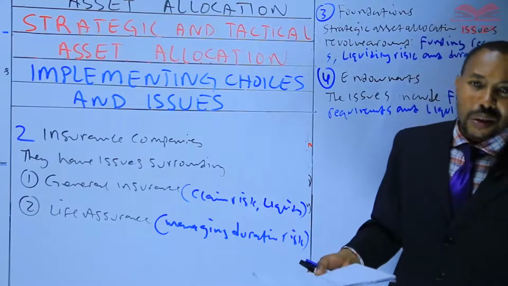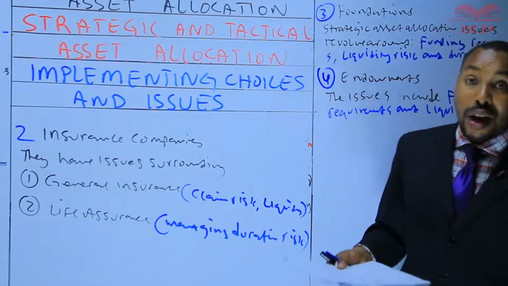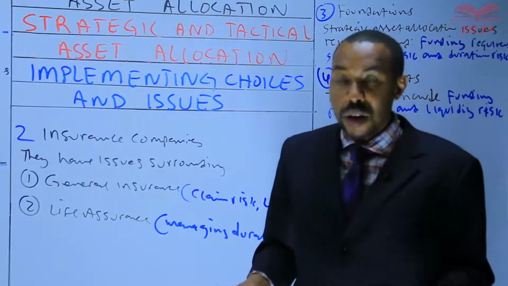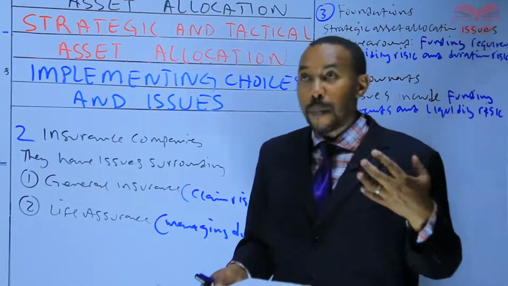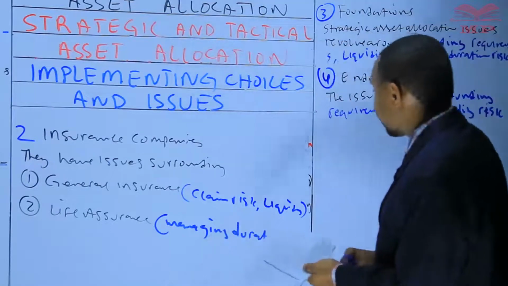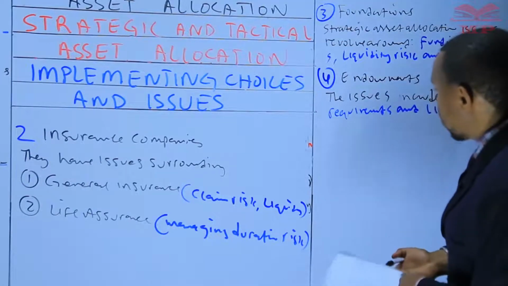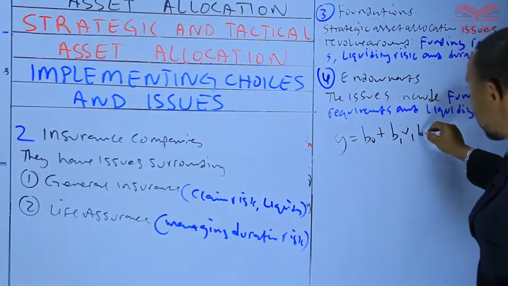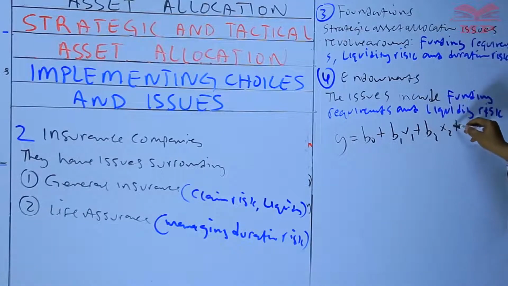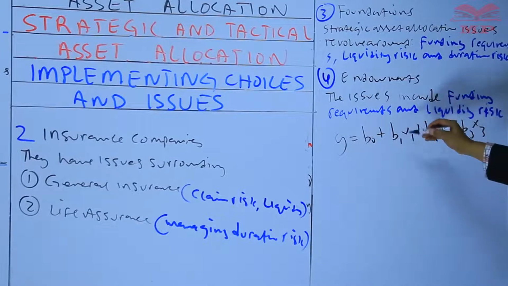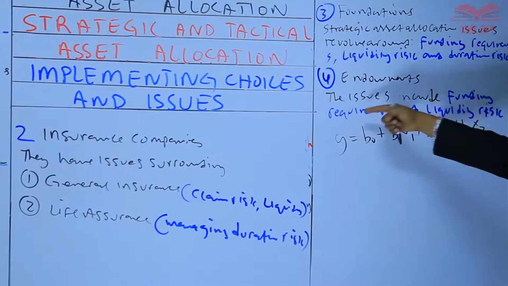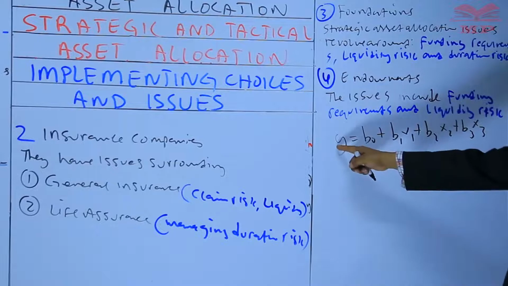Most of the tactical asset allocations are also based on assumptions. Now, the assumptions are driven by models. You can come up with financial models of the form like so. Y is equal to B0 plus B1x1 plus B2x2 plus B3x3. And we're saying that x1, x2, and x3 represent independent variables. They're the ones that influence the y, or the element of returns over here.